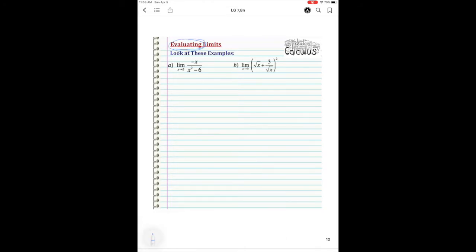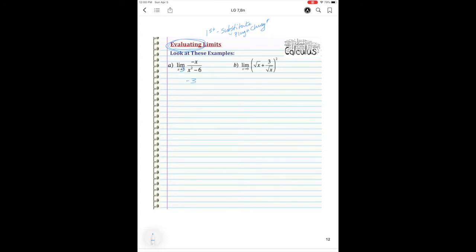Just remember from last time, when you're evaluating limits, you always want to first substitute. All right, that's the first strategy. You substitute where the limit is approaching, and I call this the plug and chug. You want to plug and chug. Okay, so let's see what happens. We're going to take this 3 and plug it in.